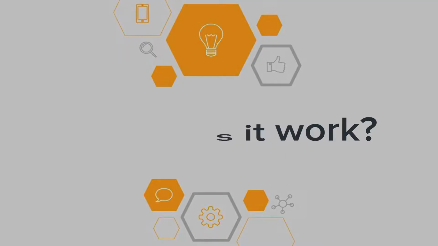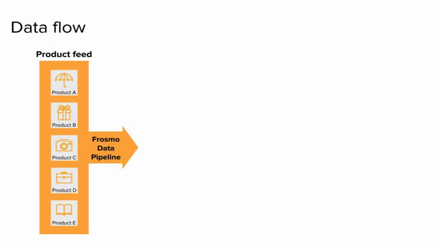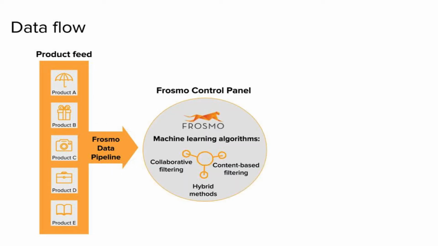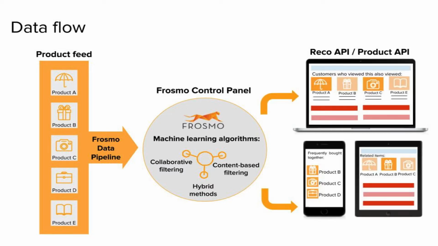Recommendations work like this. Data is collected from multiple sources, such as a product feed or the website. It's then passed through the data pipeline, where it's aggregated. From there, it's passed into the machine learning algorithm, such as most viewed or most converted. Then, using a new API, known as Reco API, that recommendation can be displayed to the end visitor through the use of JavaScript in a basic modification.